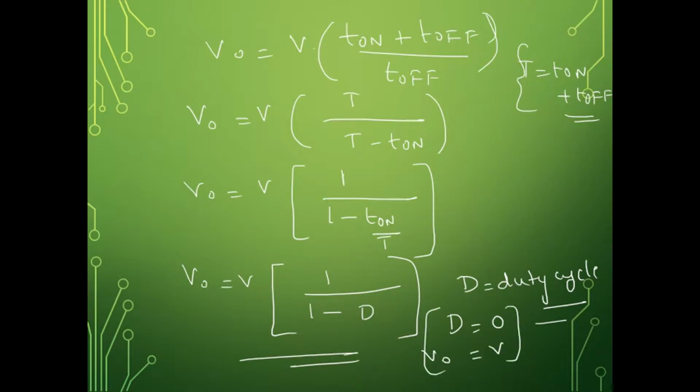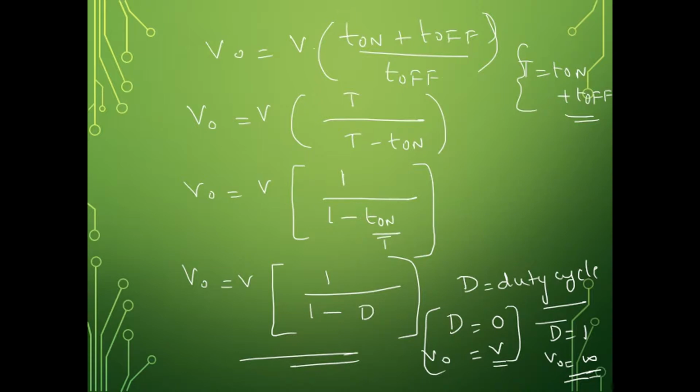Then if D is equal to 1, 1 minus 1 is 0, so V naught is infinity. So our output voltage varies from V to infinity. That means the output voltage is greater than the input voltage. This is the case of the step-up chopper. So we need an inductance and a capacitor. If we use a large capacitor across the load, the capacitor will provide a continuous output voltage V. We can select the inductor and the capacitor based on our output voltage and current requirement.